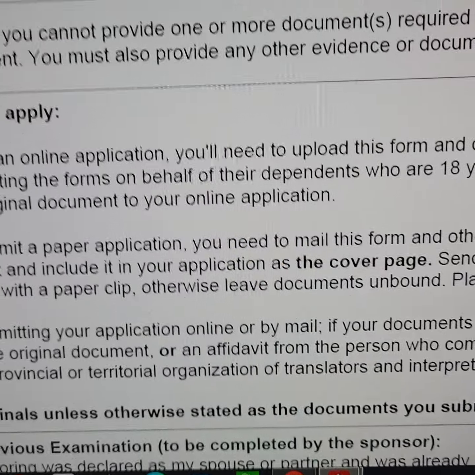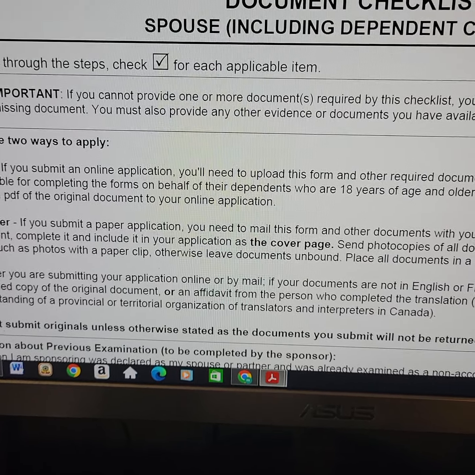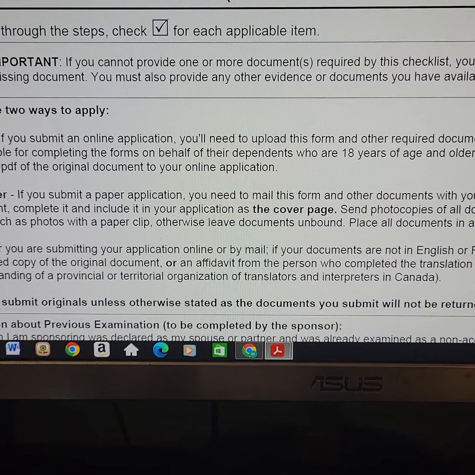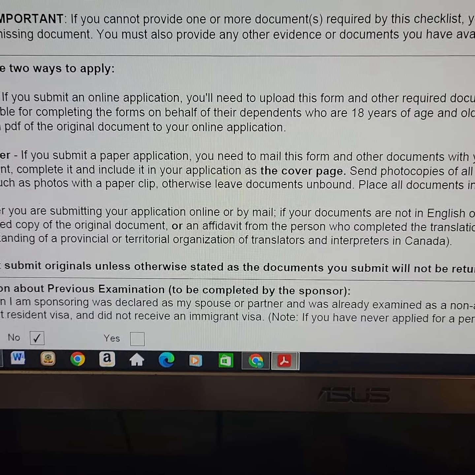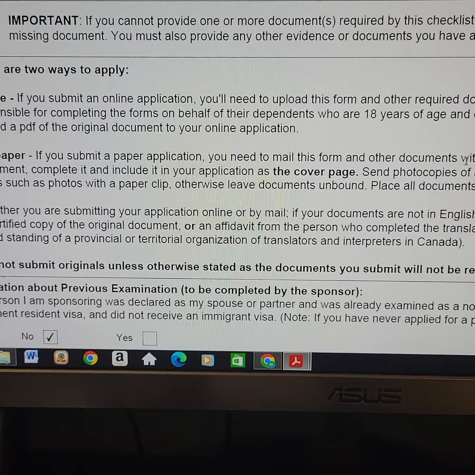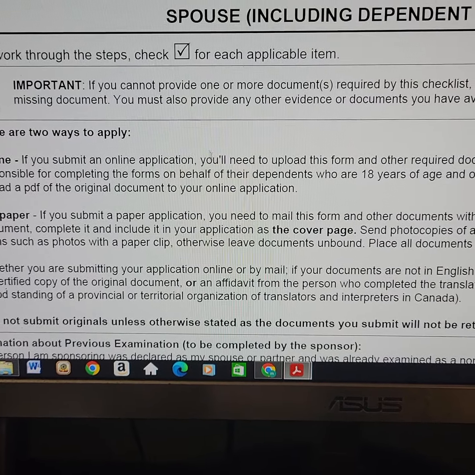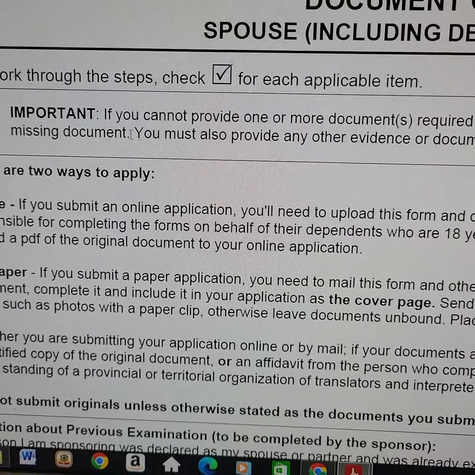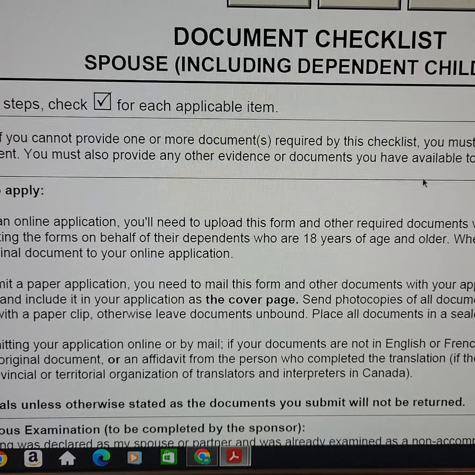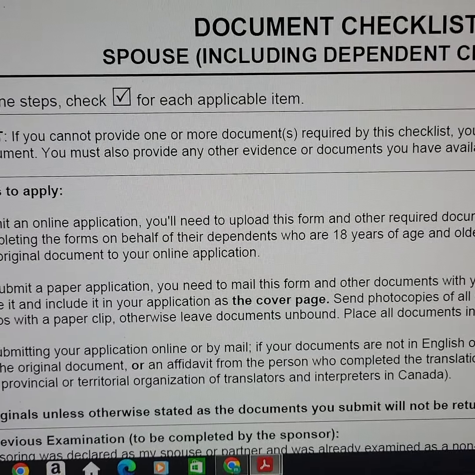Okay, now I'm not going to go through every single step that you need to take, but obviously you need to read everything. Make sure you read 2, 3, 5 times. Okay, how to, once you apply, how to submit the application via paper, via online, and whatnot. The top part of the application says if you cannot provide one or more documents required by this checklist, you must provide a detailed written explanation for each missing document. So make sure you do that.